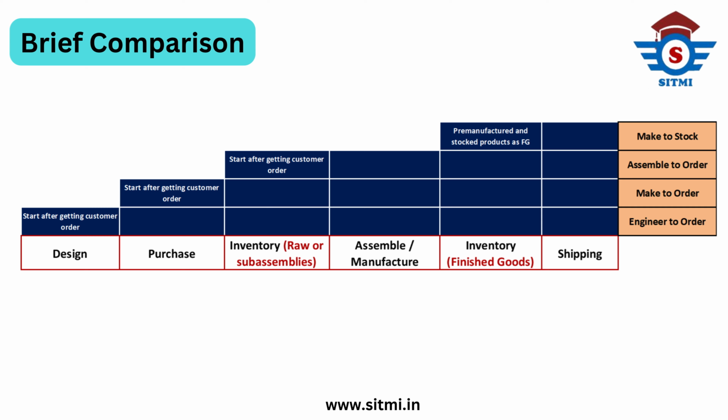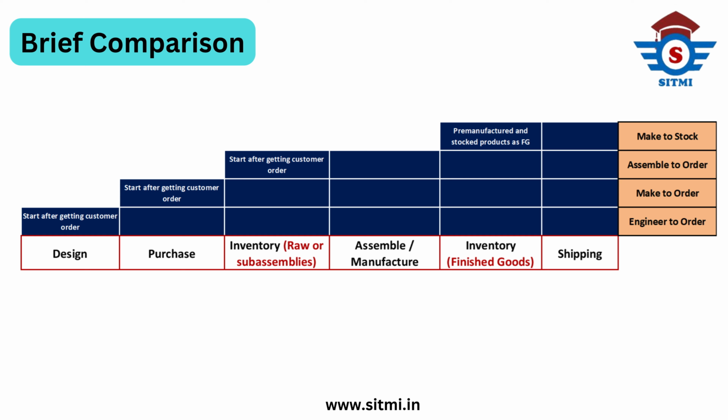Now let's talk about different delivery lead times in all these planning strategies. So in make to stock, we all know that the inventory of finished good is already in stock, and thus it is only a matter of shipping the finished good to the customer. So deliveries are very fast. In assemble to order, inventory of raw material or sub-assemblies is already in stock, but the assembly or manufacturing starts only after getting a customer order. So it creates finished goods and then ships it to the customer. So delivery lead times are a little more compared to make to stock.